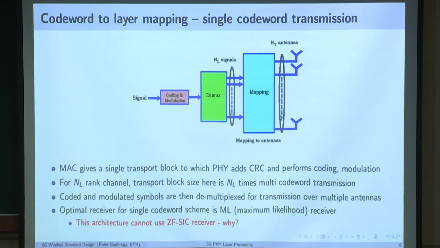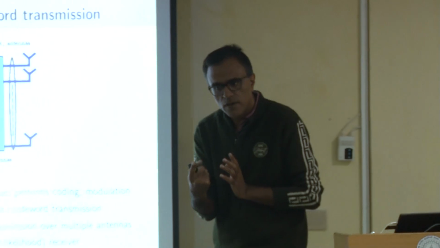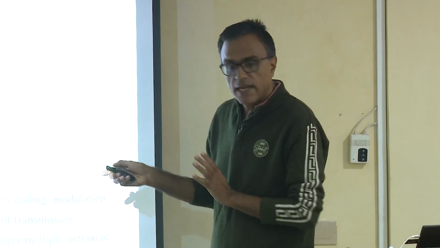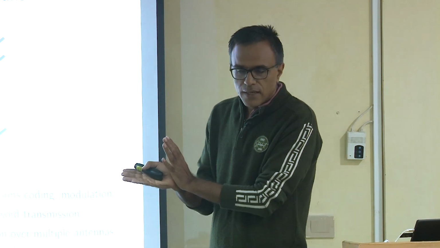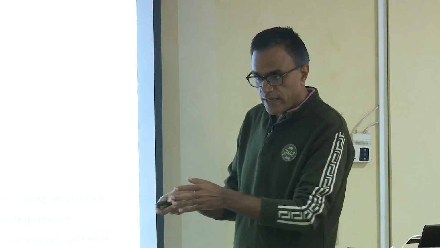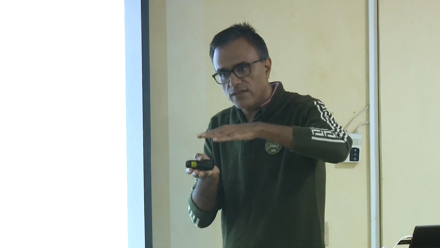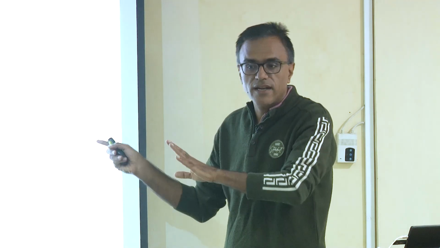So the summary of this is that there are two extremes. Either the MAC layer gives you only one transport block, which you multiplex into NL layers, where NL can be 4, 5, 6, 7, 8, it doesn't matter. Or there is the other architecture which I showed you in the last slide, wherein depending on the number of layers, MAC gives you NL transfer blocks. Here it gives only one transfer block. These are two different extremes.